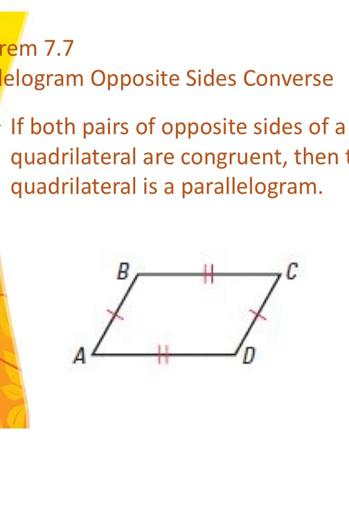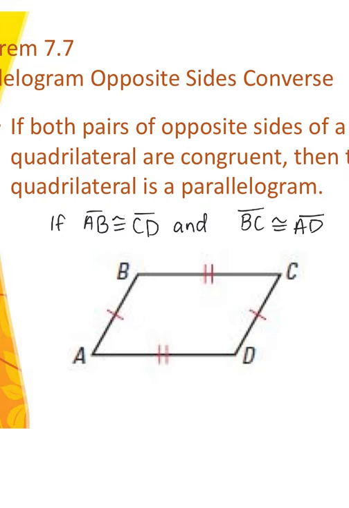So let's go ahead and write the if-then statement. So if AB is congruent to CD and BC is congruent to AD, then ABCD is a parallelogram.